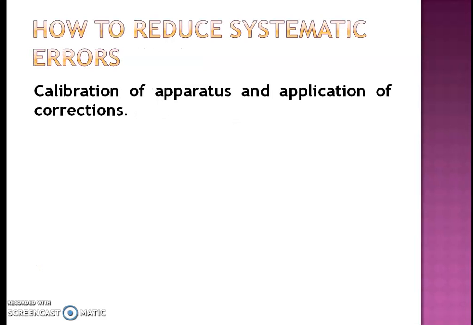So how can these errors be reduced? The first method is calibration of apparatus and application of corrections. Calibration of apparatus means to verify whether, if the apparatus is labeled to be of 10 ml, it actually delivers 10 ml or not. Each and every apparatus like pipette, burette, conical flask, beakers must be calibrated before use. That is, it must be verified whether it is actually delivering the same volume or not.